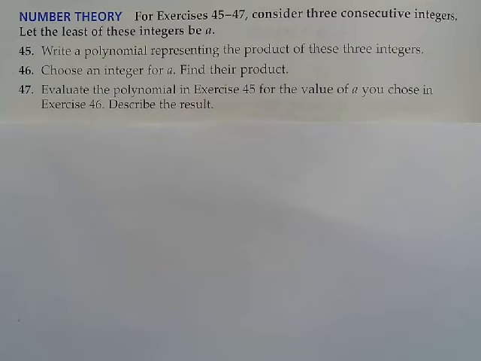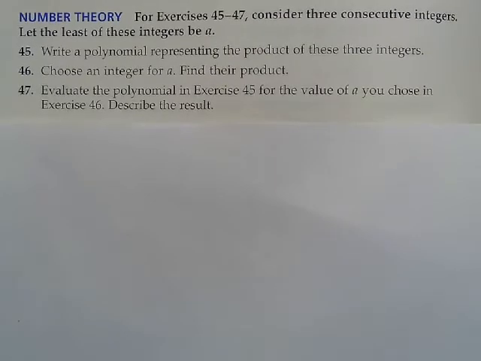Let the least of these integers be a. So we're going to let the first one be a. Do you remember what we did for the second one? Well, that's right. We added 1 to the first one. So if the first one is a, the second one would be a plus 1. And then the third one would be one more than that, which is a plus 2. Number 45 says, write a polynomial expression expressing the product of these 3 integers. Let's go to the whiteboard here.